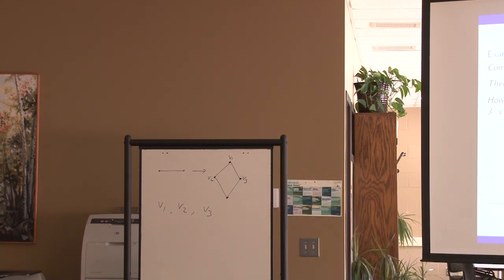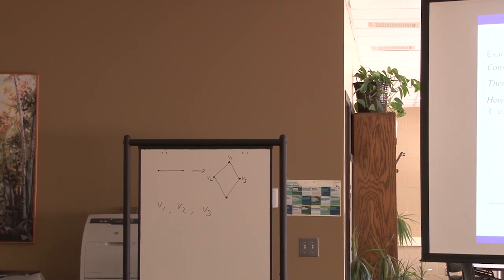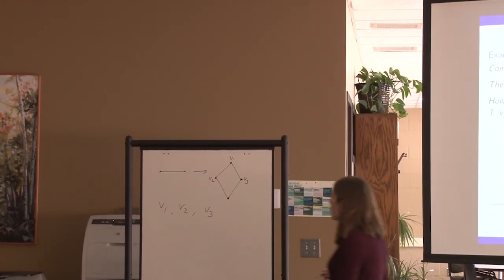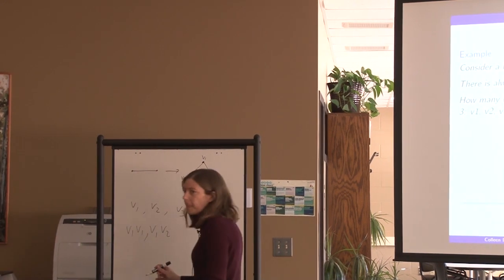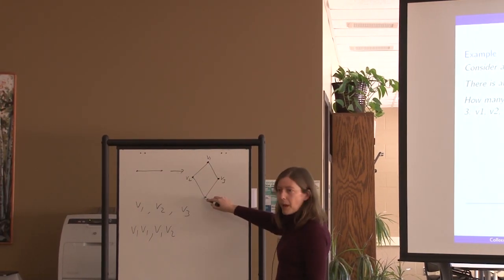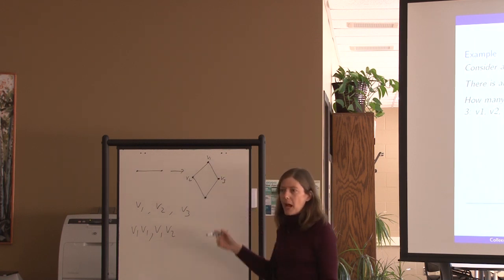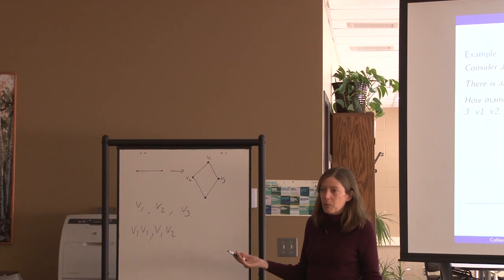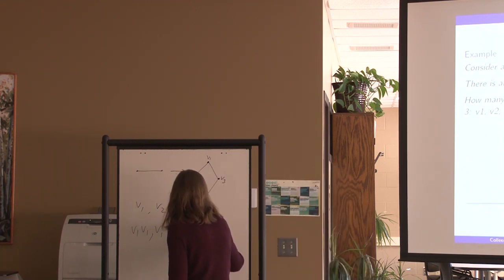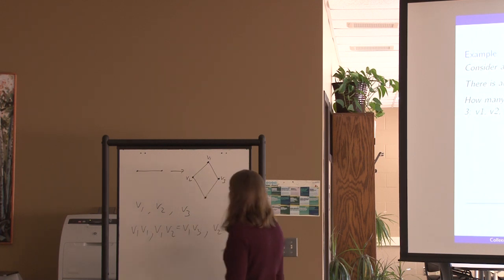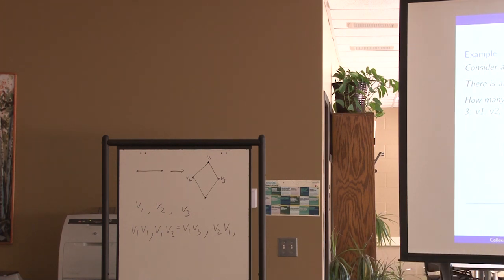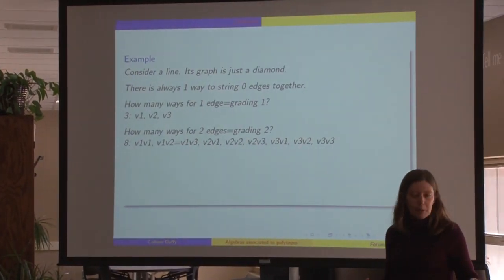How many for two edges? So I'm putting together two edges at a time. I could have V1 times V1, or I could have V1 times V2. But can I have V1 times V3? V1 times V2 is this path. V1 times V3 would be this path, but we said they're equal to each other, and so we don't write them both down. Then I could do V2 times V1, V2 times V2, and I can list them all out, and I get 8 total.